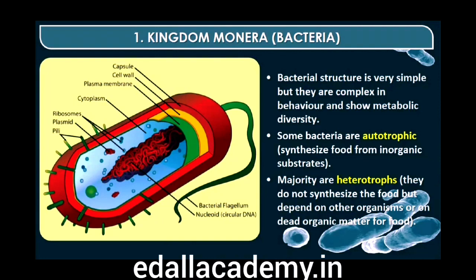Some of the bacteria are autotrophic, that is, they synthesize their own food from inorganic substrates. They may be photosynthetic autotrophic or chemosynthetic autotrophic. The vast majority of bacteria are heterotrophs, that is, they do not synthesize their own food but depend on other organisms or on dead organic matter for food.